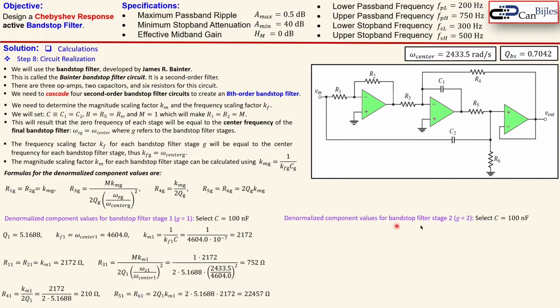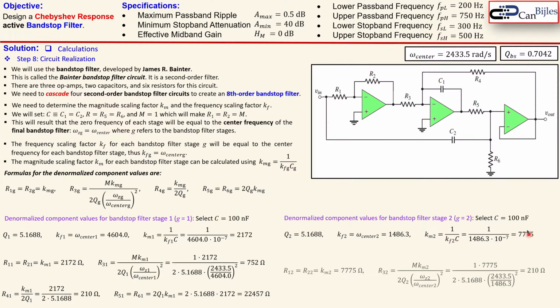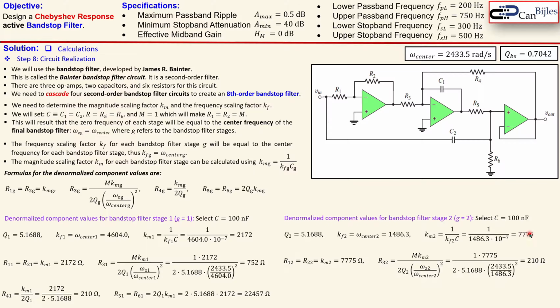In a similar form, we now use the formulas for stage 2. Again, we select the capacitors as 100 nanofarads. The quality factor is exactly the same as Q1. The only differences, of course, are the frequency scaling factor, which is omega center 2, which was different. So the magnitude scaling factor will also be different. So R1 and R2 will be this, and they will also be equal to each other. And then we can calculate R3 and also R4, R5 and R6.